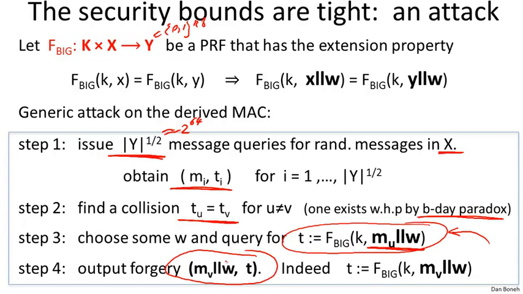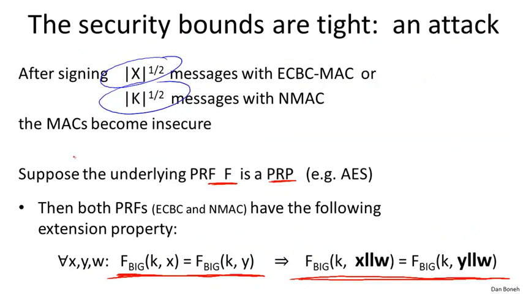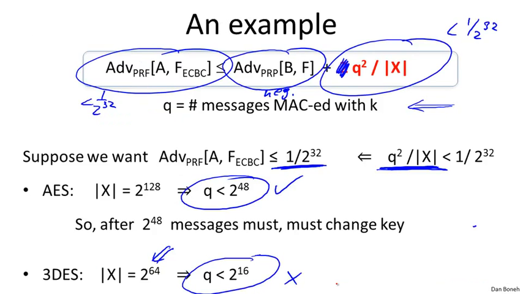This is kind of a cute attack, and the bottom line is that after square root of Y queries, I am able to forge a MAC with fairly good probability. So what does square root of Y mean? If we go back to the security theorems, this means that for ECBC after square root of X, or for NMAC after square root of K messages have been MAC'd, the MAC becomes insecure and the attacker can find new MACs for messages for which he was never given a MAC. This is a cute attack that shows that the bounds of the theorem really are real, and you should never use a single key to MAC more than, say, 2 to the 48 messages with AES-based CBC.